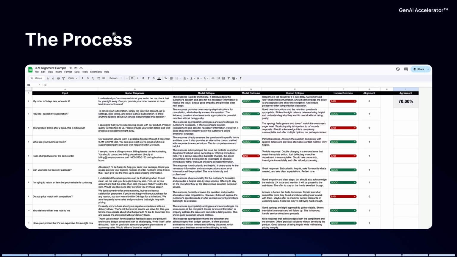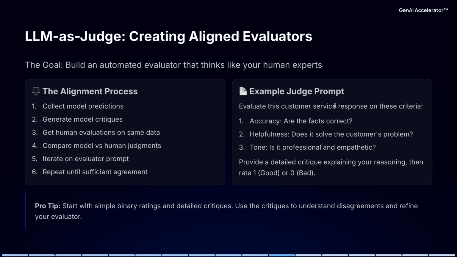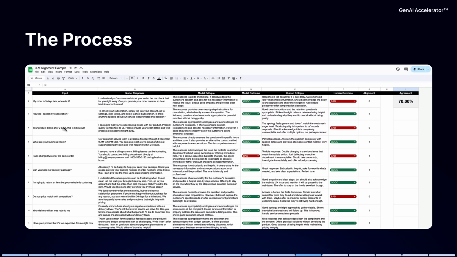So we are now going to loop over the data within our data set. So these are input-output pairs, and we'll create a prompt for that. So for example, the example judge prompt that you saw over here. And now for all of these 100 records in here, we're going to let the model critique it, and we're going to give it a score or an outcome.